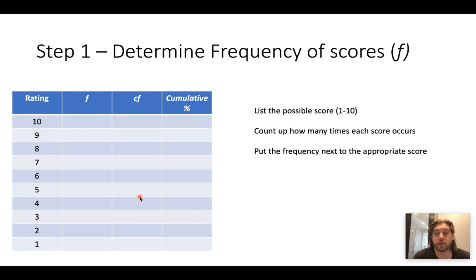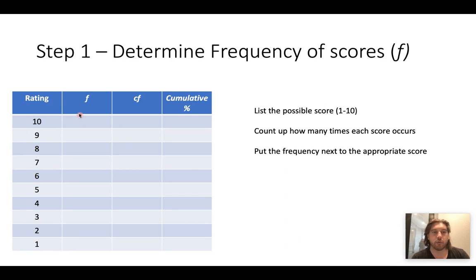So the first thing we want to do is just get our table set up. In our leftmost column, we again want all of our possible scores, not the scores that exist, but all of the possible scores that could exist. So in this case, they are 10 to 1. Remember, we want to start at the high end and move to the low end at the bottom of the table. So these are our possible scores.